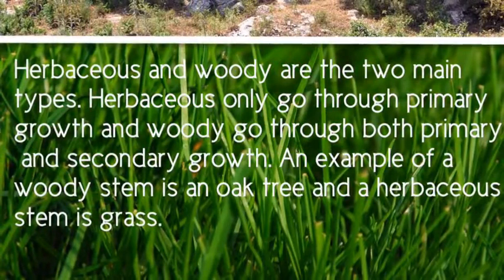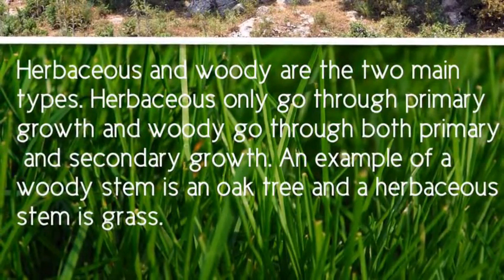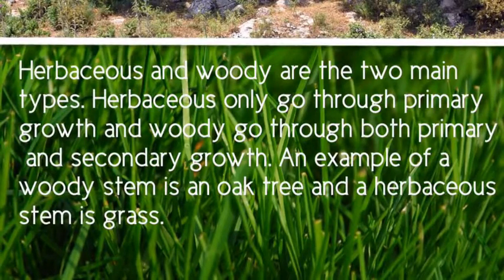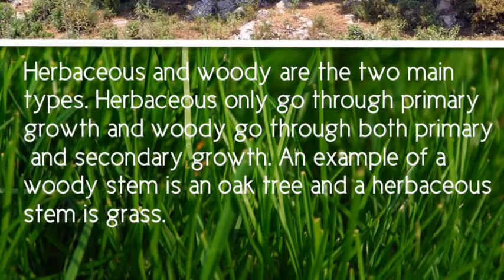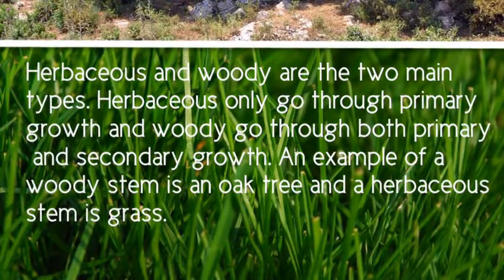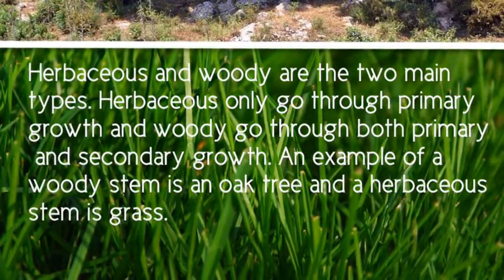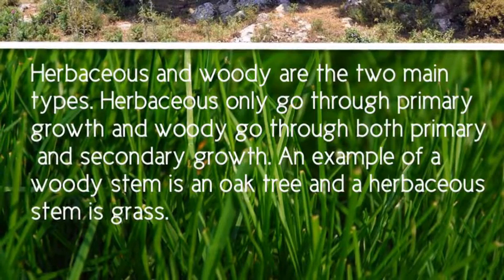So herbaceous and woody are the two main types. Herbaceous only goes through primary growth, and woody goes through both primary and secondary growth. An example of a woody stem is an oak tree, and an example of a herbaceous stem is grass.